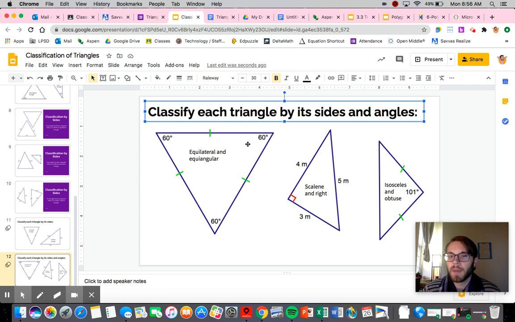If you classify by side length, if you have three that are exactly the same, it is equilateral. If you have at least two that are the same, it would be isosceles in terms of side length. And then if you have none that are the same, or all three are different, you would have scalene.